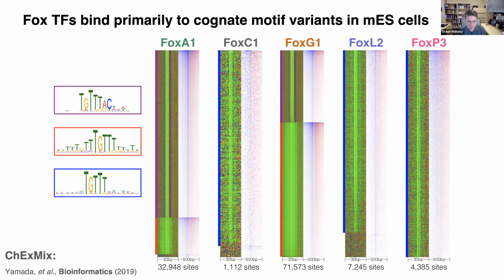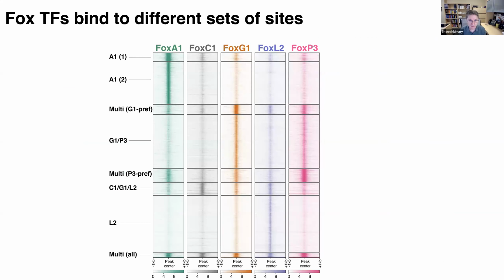When we cluster these various sites that they bind, we do indeed see that. We see some sites that are preferred by one or another of these factors, like these sites are preferred by FOXA1, these sites by FOXG1, these sites by FOXP3, etc. So immediately we might think that these differences now are determined by their differential cognate motif instances.